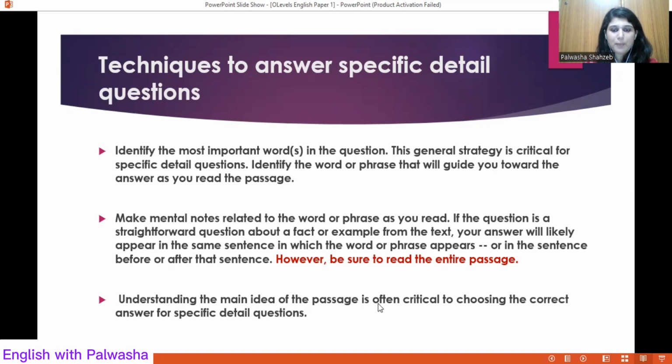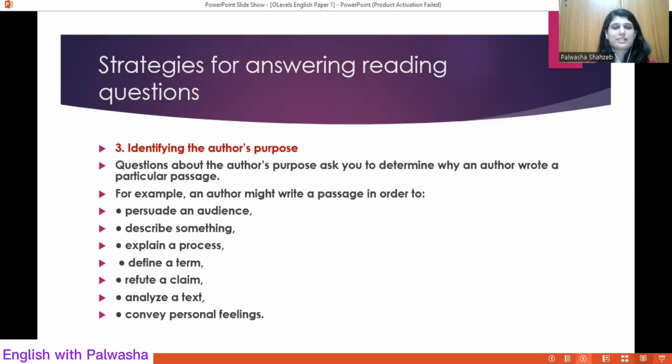Understanding the main idea of the passage is often critical to choosing the correct answer to a specific detailed question. If you are understanding the main idea of the passage, then you are going to critically analyze that. All right, so let's move on to the next slide.